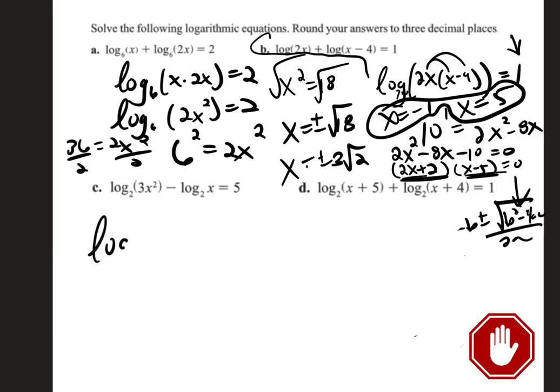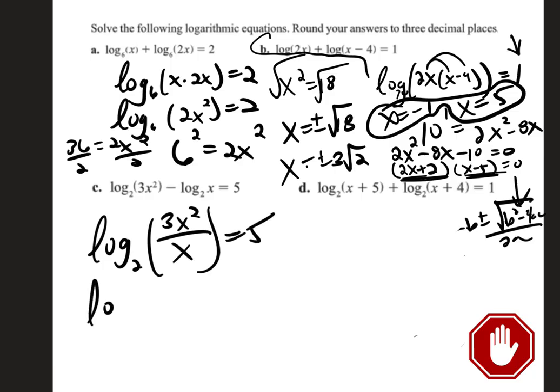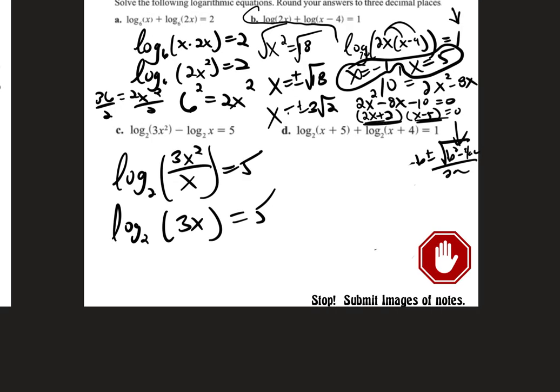Let's look at C. Log base 2 of 3x squared over x equals 5. I actually could simplify what's going on in here. This is equal to 3x. I can cancel an x from the top and the bottom. 2 to the 5th power equals 3x. I went ahead and put this in exponential form. 2 to the 5th power is 2 times 2 times 2 times 2 times 2. It's 32. Divided by 3, x equals 32 over 3. So I'm going to leave this in fraction form, and WebAssign will also allow you to do that.